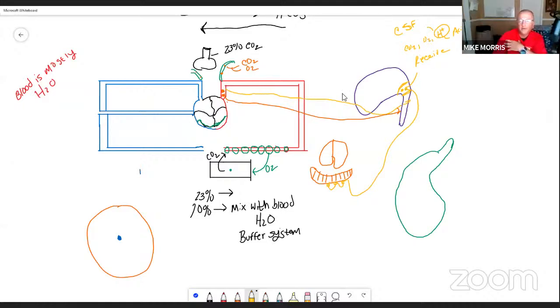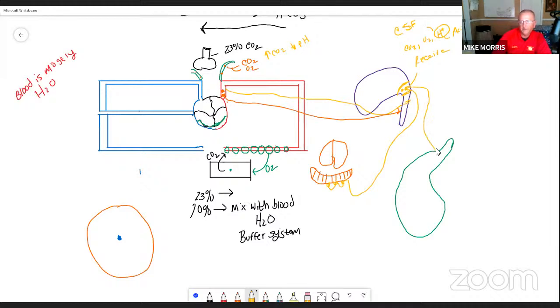All right, and so that's how this whole system starts working. Everything comes down to how much CO2 we have. So if we have an increase in CO2, we're going to have a decrease in pH, meaning we're becoming more acidic. We have to blow off that CO2 as best we can. Then the kidneys get into the game, but they're late, right?